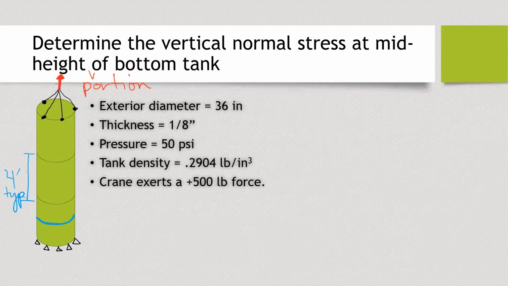independent of the loading. So we have an exterior diameter of 36 inches. We have a thickness. The shell of this is 1/8 inch. There's a pressure inside of 50 psi. The material that the tank is made out of is steel, and that has a density of 0.2904 pounds per inch cubed. And we have a crane trying to pick this up, but it's still attached to the ground. So that's also going to put loading into this tank.